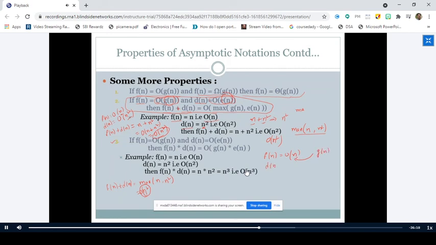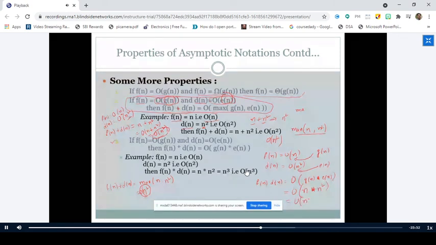Similarly, you take d of n is equal to big O of n square. So this is e of n. So according to the formula, f of n into d of n is equal to big O of g of n star e of n. That is equal to big O of what is g of n, which is nothing but n star. What is e of n? It is n square. This becomes big O of n cube. Is it right or not? Yes, sir. Right.